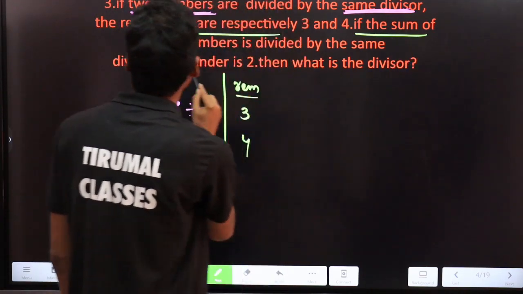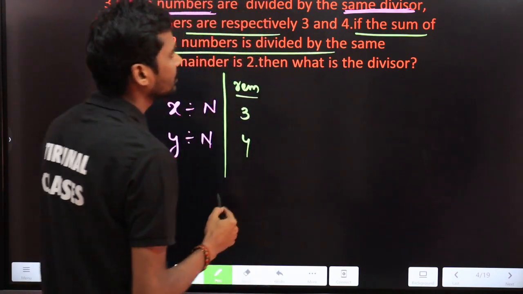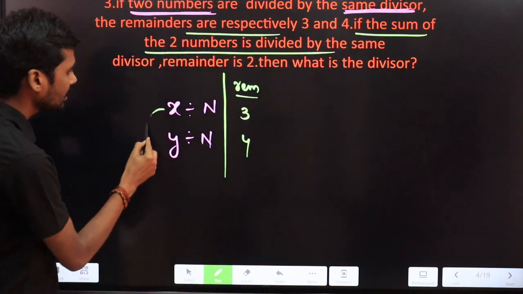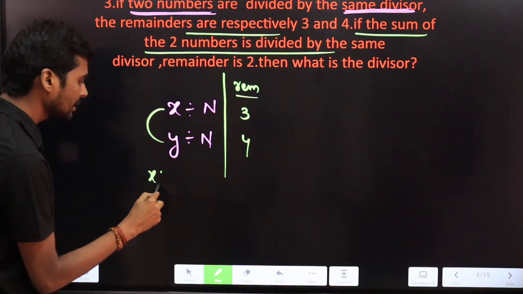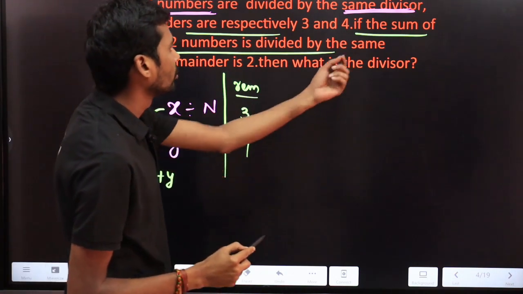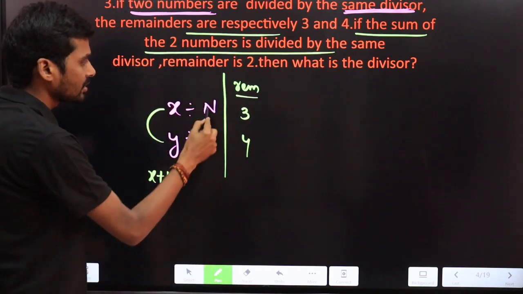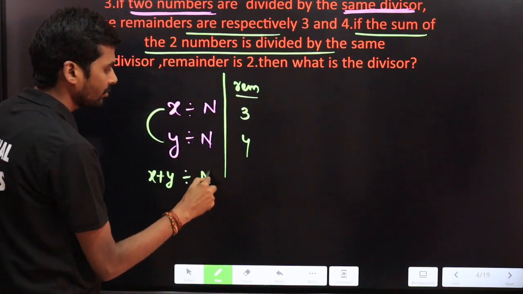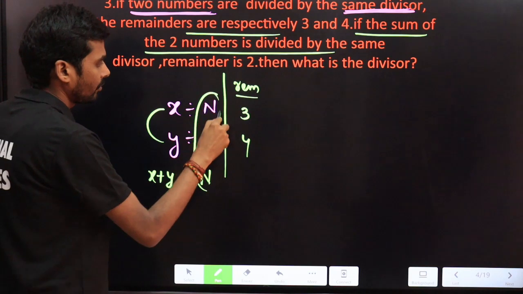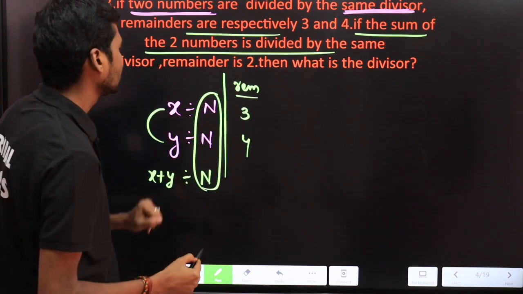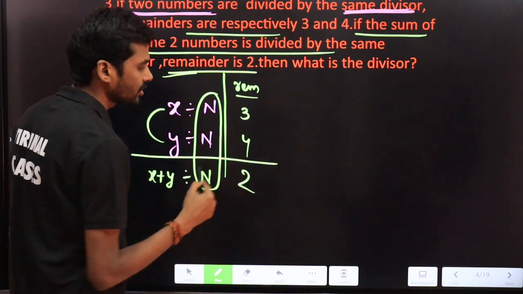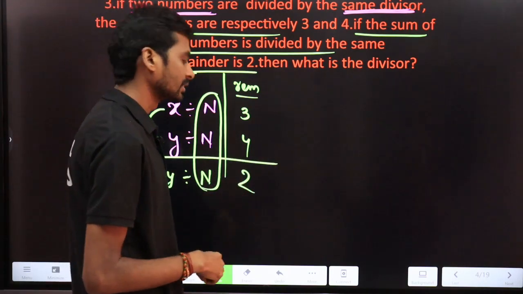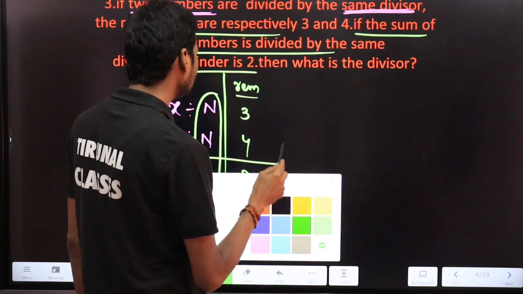Now you take the second statement. The sum of the two numbers, which are the numbers we are considering, means x plus y. Dividing with the same divisor, which is n, the remainder we got is 2. Now what is that divisor? Here we are asked to find out what this divisor is.